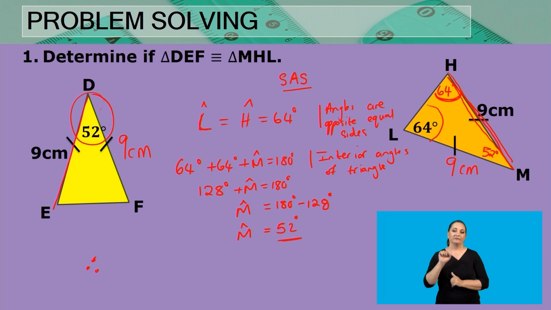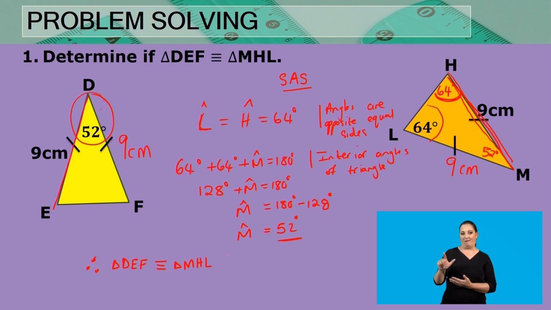It means that yes, indeed, triangle DEF is congruent to triangle MHL. And what is our reason for proving this congruency? It's because we had two sides and the included angle. So our reason here is going to be our SAS.